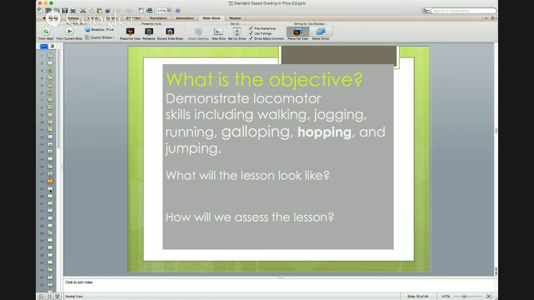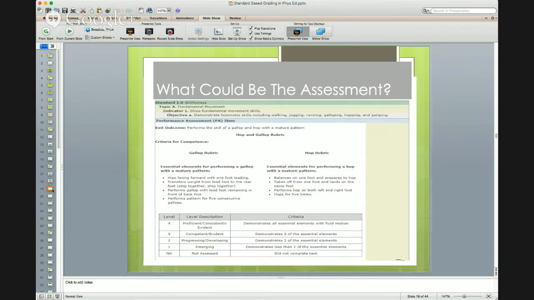So the way we would build it here is we would take an assessment. This is one of our state standard rubrics. They're up on the Maryland State MDK12, mdk12.org, and this is one of our fundamental movement skill assessments for our kindergartners in hopping. This is a basic rubric.